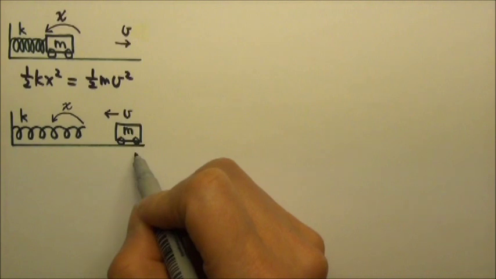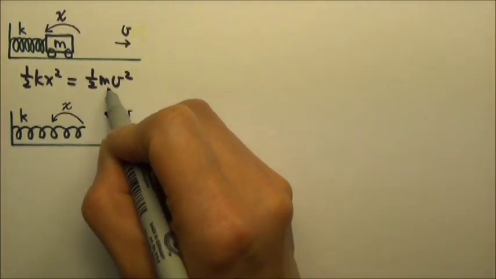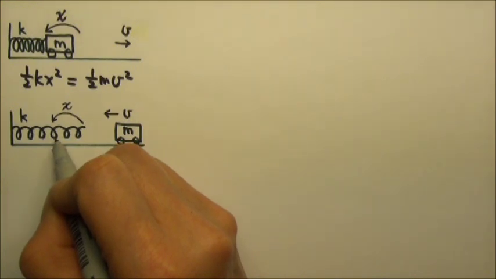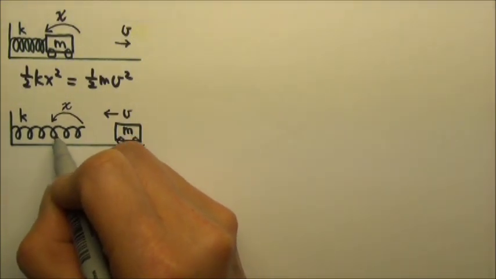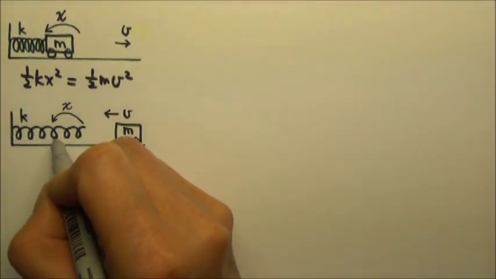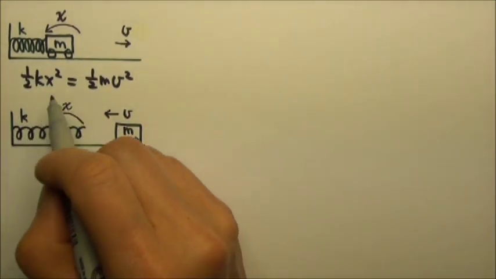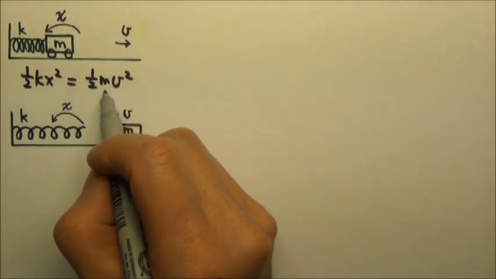And then in this scenario, this is the beginning, 1/2 mv squared, and when the spring reaches the maximum compression, it's the turning point for the cart, so there is no speed, no kinetic energy, and we only have 1/2 kx squared. So one of these will be an unknown, and then we can solve for it.